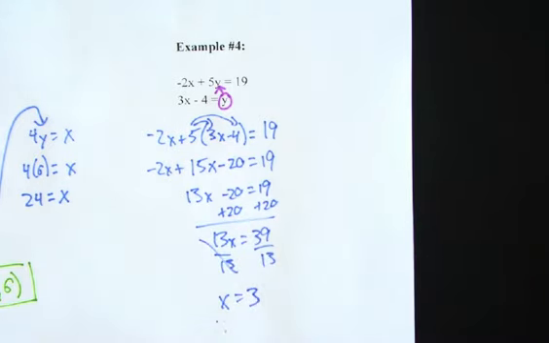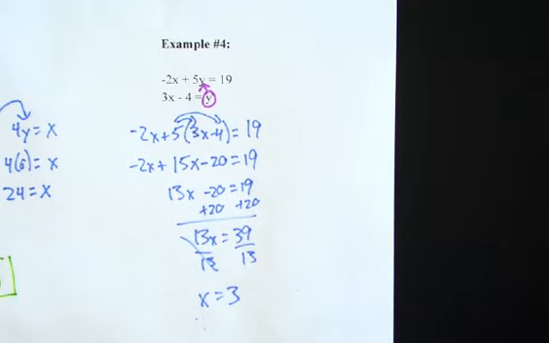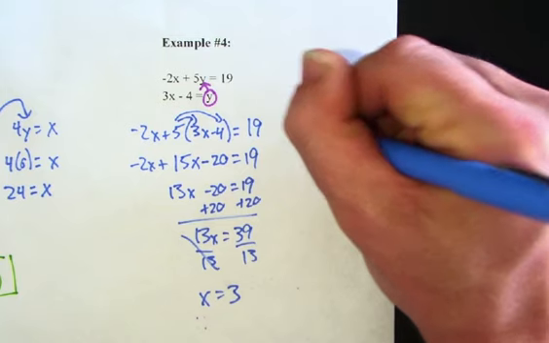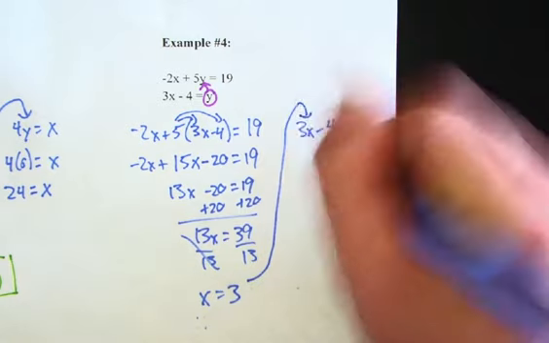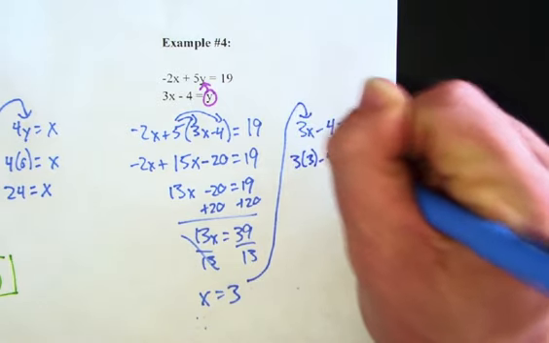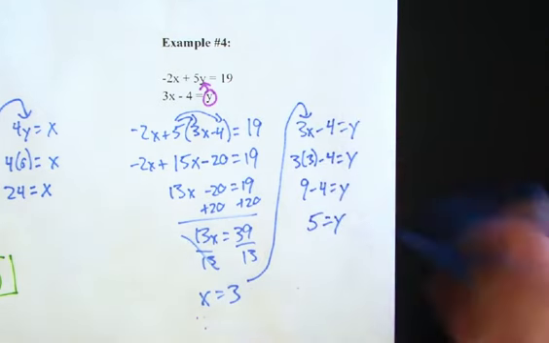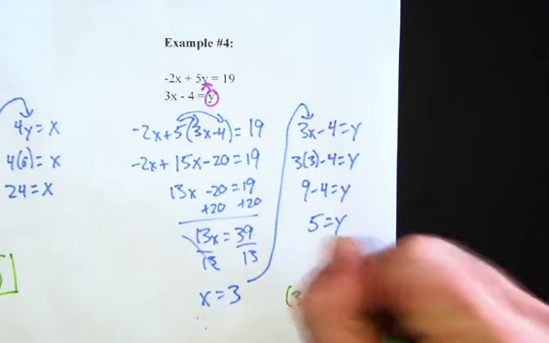Now, I'm going a little bit faster here, but I think you've got the hang of it. Once you have this set up, you should be able to solve an equation that just has one variable. Then let's just take one of our equations and plug that in. So we've got 3x minus 4 equals y. I'm going to plug this x equals 3 in here. So I've got 3 times 3 minus 4 equals y. 9 minus 4 equals y. 5 equals y. That gives us our solution, which is just 3, 5.